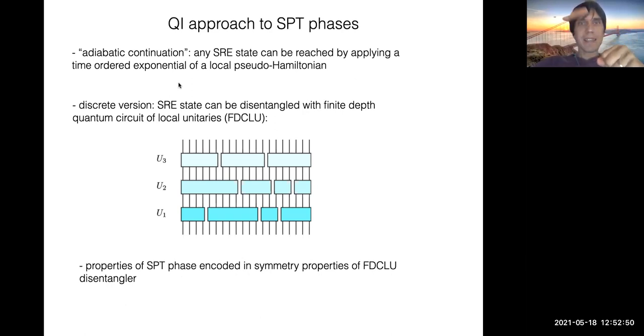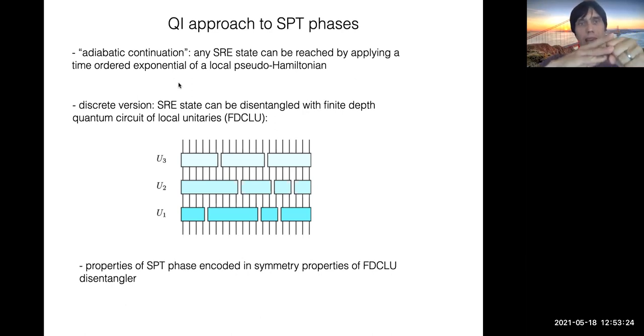Any state in this set of short range entangled states can be reached from this trivial tensor product state by continuously varying parameters. It turns out that implies, using this idea of adiabatic continuation, that there's some time ordered exponential of a local pseudo Hamiltonian, which you can apply to the initial tensor product state to reach any desired short range entangled state. There is a formalism which I don't have time to describe here, but the intuition is this idea of adiabatic continuation.